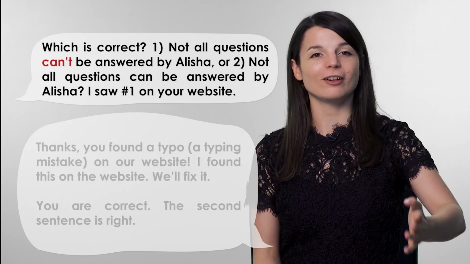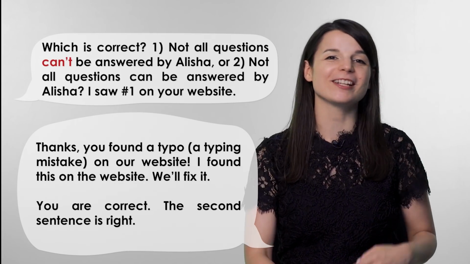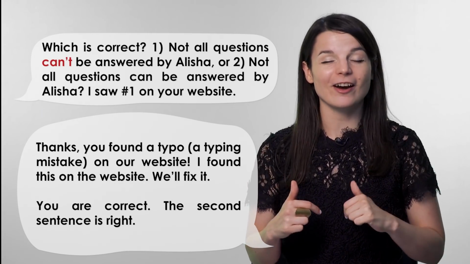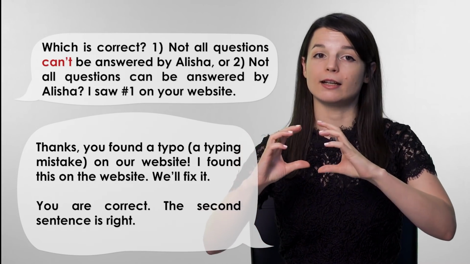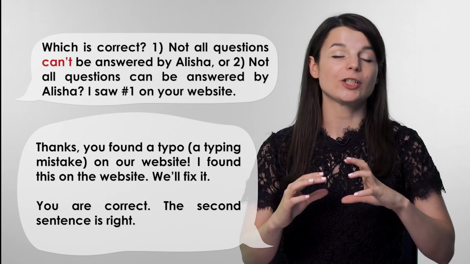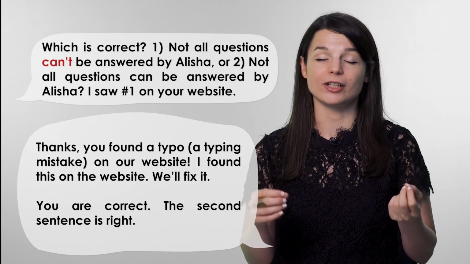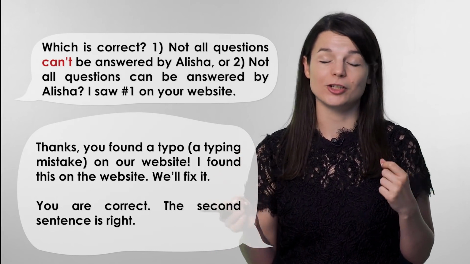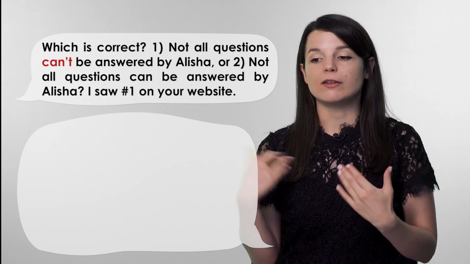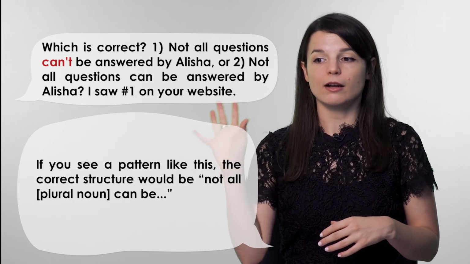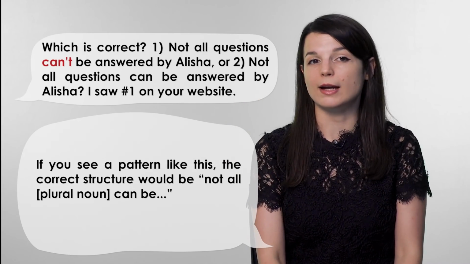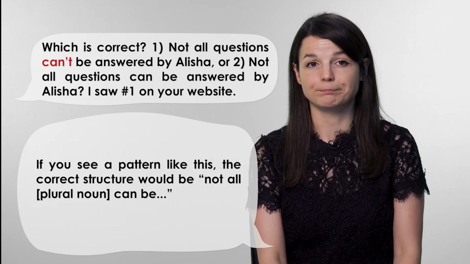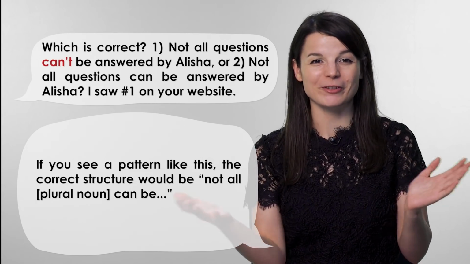You found what is called a typo. A typo is a typing mistake. So I checked this out on the website. We will fix it. You are correct. This should be can. So not all questions can be answered by Alisha. That would be the correct sentence. It should not be can't. So we'll fix that. If you see a pattern like this, not all somethings can be something, that would be the correct way to build this kind of sentence structure. Okay, I hope that helps, and thank you very much for this point.